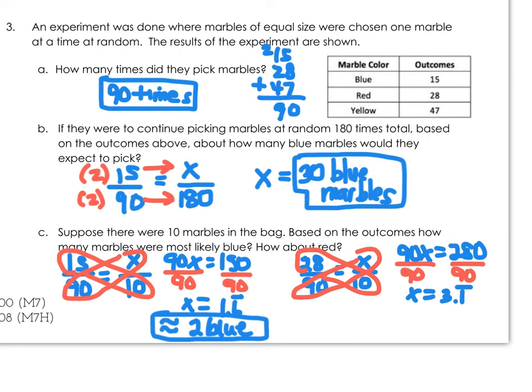We're going to round that to the nearest whole number. That's a 1 with a bar over it. It looks like a T, but it's actually 3.1 repeating. And so now we're going to say it's about 3 reds.